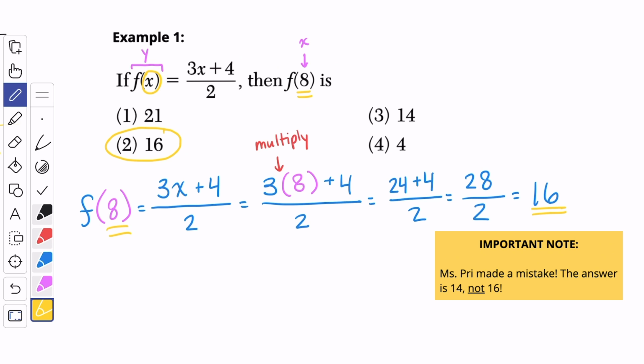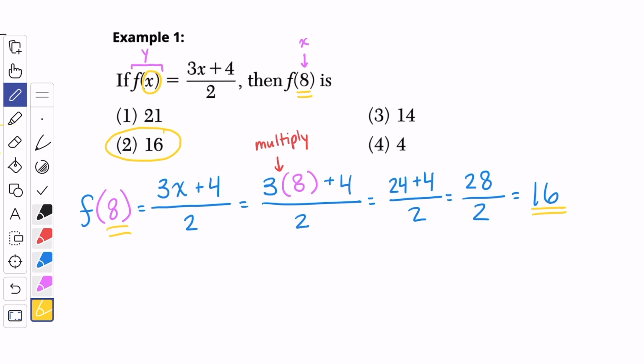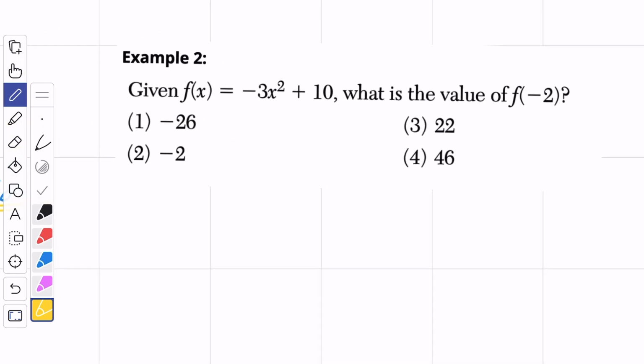Okay, take a moment to get these notes down. Make sure that as you replace, that's what substituting means, as you replace the x with your number, you are using parentheses. That's especially important when you have negatives involved. And now let's go ahead and take a look at example number 2.